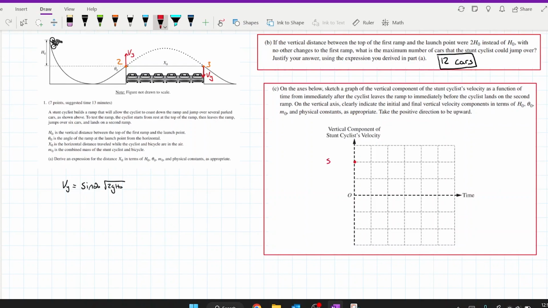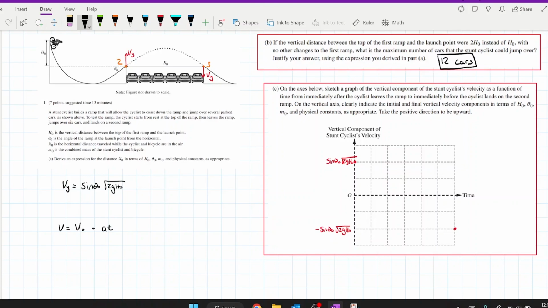So on our graph here, we can already say that at time 0, Vy is sine theta naught square root of 2g h naught, and at the final time, Vy is negative sine theta naught square root of 2g h naught. We have our start point and end point, but we still have to figure out the path Vy takes between the 2 points. In part A, we use this kinematic equation, using Vy at point 3 for the final velocity and Vy at point 2 for the initial velocity.